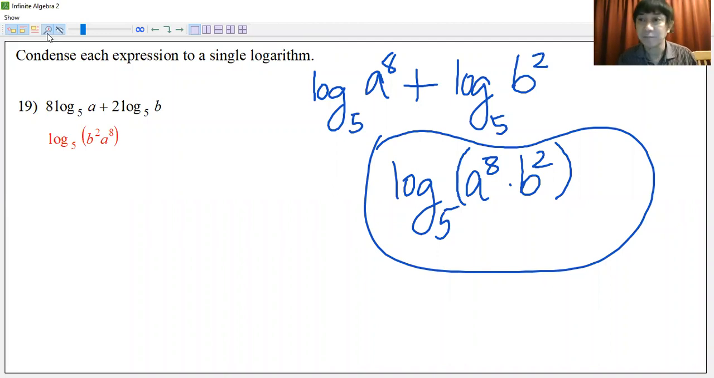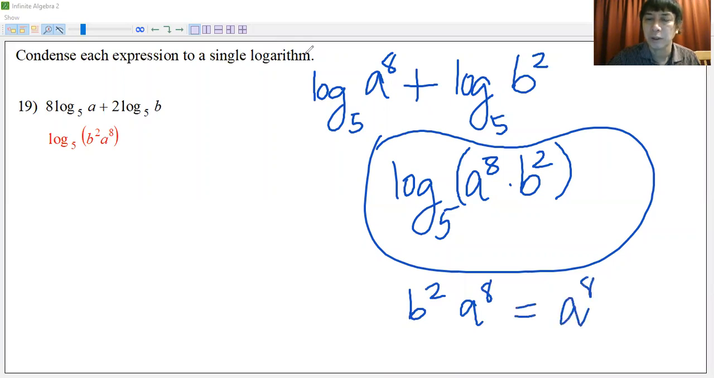Again, the computer's answer is written in such a way that b comes first before a, and it doesn't make our answer different. It's the same. Remember the commutative property of multiplication. So b squared a to the 8 is also equal to a to the 8 b squared. So this is also correct.